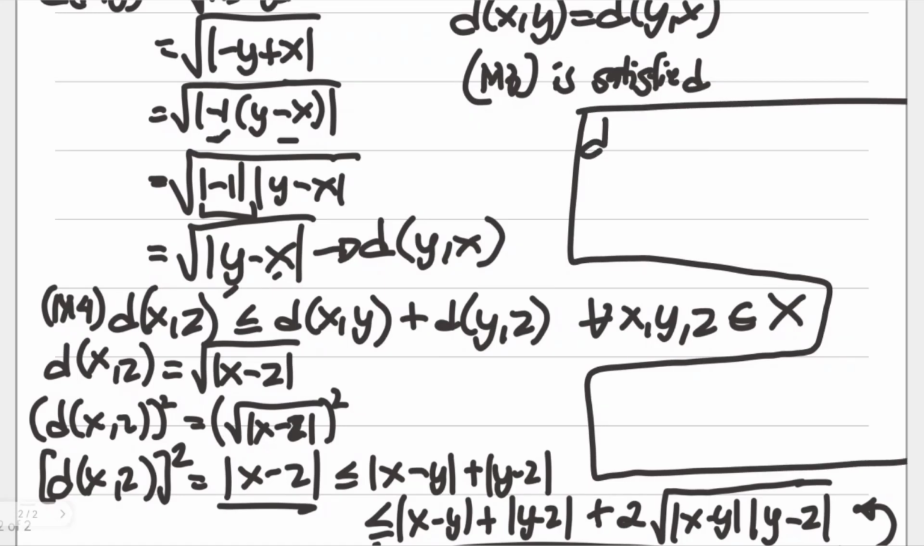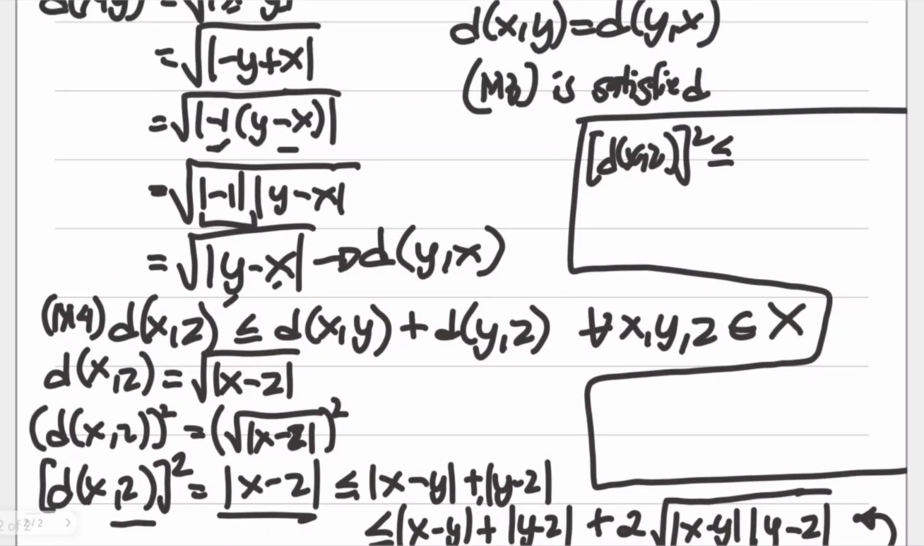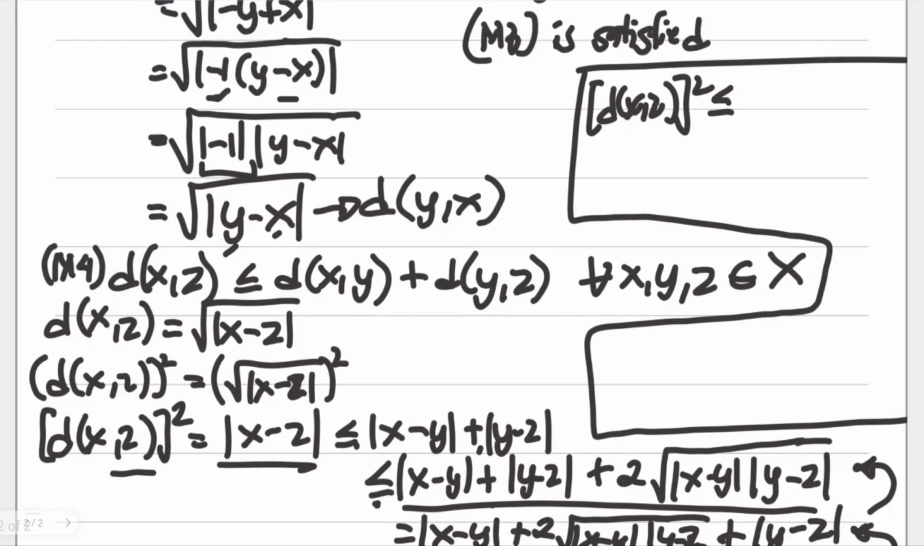So the square of the distance of x to z, which is equal to the absolute value of x minus z, is less than that, that, and that. So we can say here that this is less than or equal to the last form, the square of the binomial expression, plus the square of y minus z.